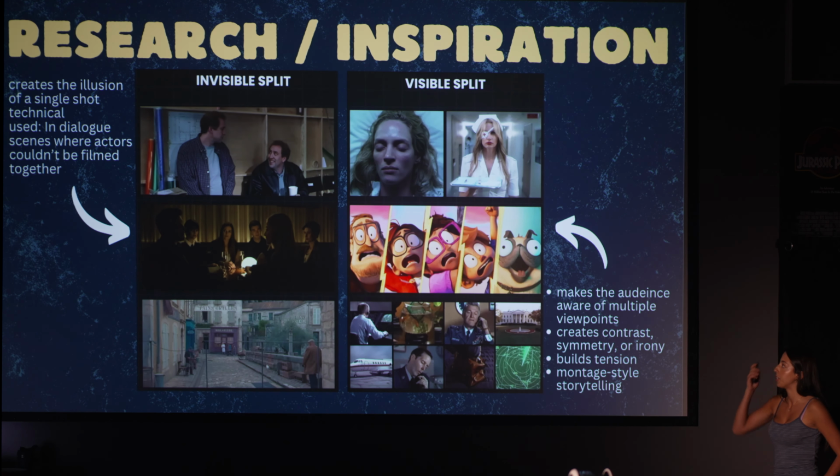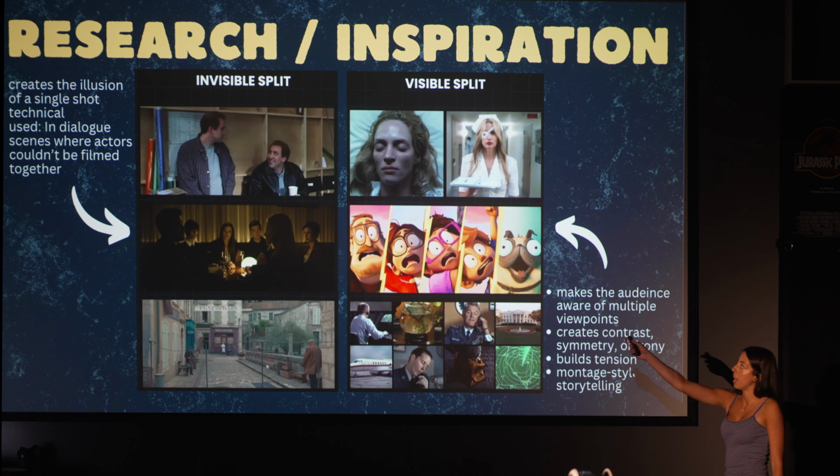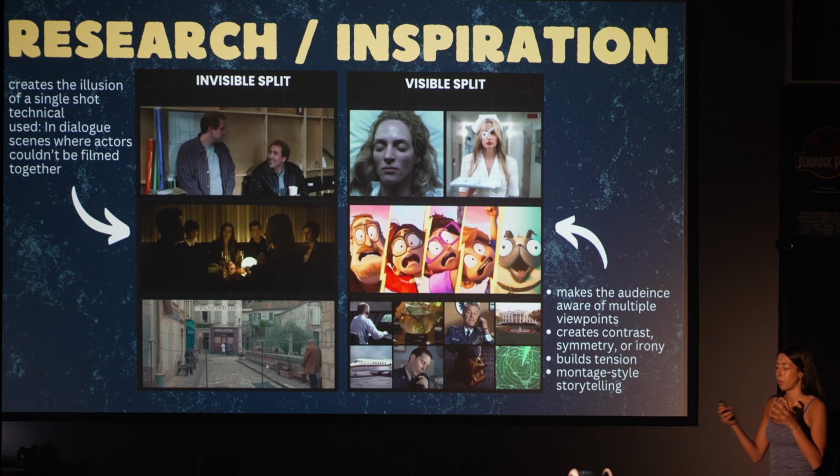In my research, I found that there were mainly two types of split screens. The one on the left is an invisible split, which creates the illusion of one single shot. As you can see, you wouldn't be able to tell that it's a split screen. It's mostly used in dialogue scenes where people want to combine the two scenes together. And then there's a visible split, where it makes the audience aware of multiple viewpoints, and it creates a contrast, sometimes with symmetry to it. And I knew that I wanted to do a visible split in mine.